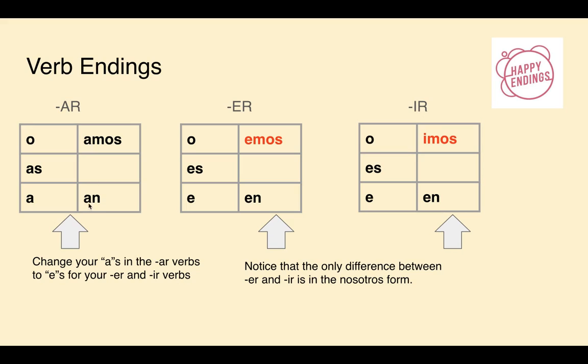Notice all of the A's. Okay? For ER verbs, just change those A's to the letter E. O, es, e, emos, en. And the only difference between ER verbs and IR verbs is that for the nosotros form in IR verbs, it is IMOS. So, o, es, e, imos, en. Okay? So once you learn your AR endings, then just switch those A's to E's, and you have all your ERs, and make that one little switch between ER and IR in the nosotros form, and you've got it.